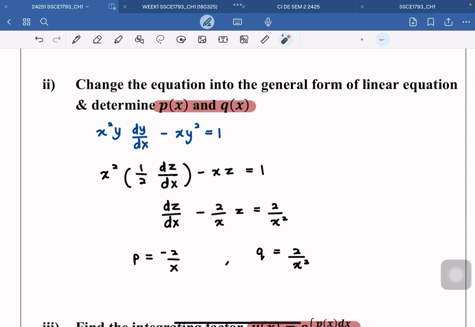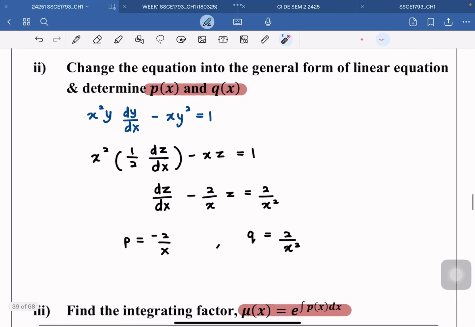Okay, so the second step, what you have to do is change the equation into the general form of linear equation and determine the P(x) and Q(x). Basically, we are going to modify the given differential equation and make it into the linear form and determine the P(x) and Q(x).